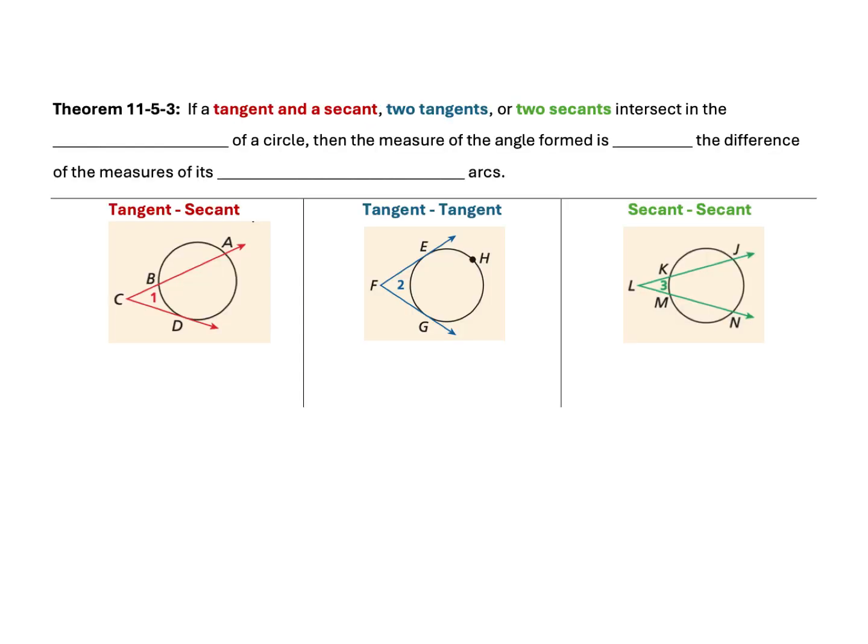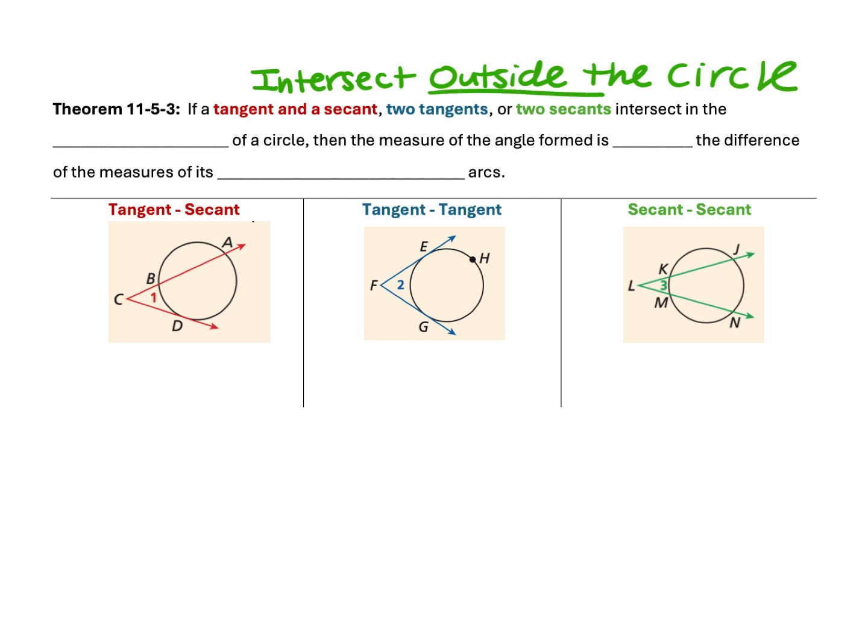The last scenario that we can have is if the tangent and secant intersect outside the circle. Here, if a tangent and a secant, two tangents, or two secants intersect in the exterior of a circle, that's outside the circle, then the measure of the angle formed is half the difference, meaning we're going to have to subtract, of the measures of its intercepted arcs.